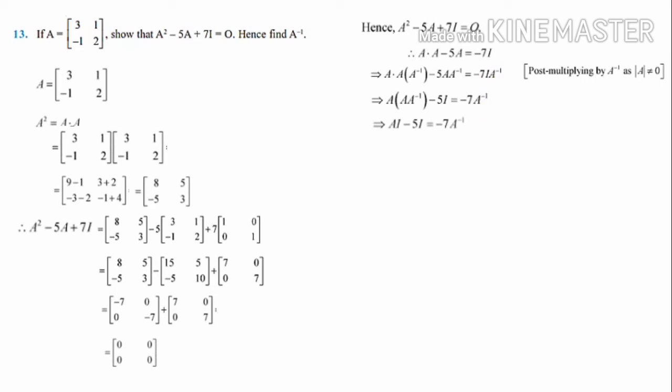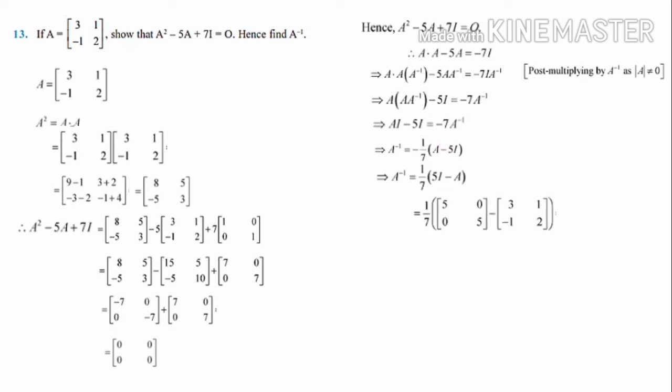That is equal to A into A inverse is I, minus 5I, minus 7A inverse. That is A inverse is equal to, this minus 7 we have to bring to the left side. That is minus 1 by 7 into A minus 5I, that is written here. That is A inverse equal to 1 by 7 into, when this minus goes inside, this minus 5I becomes plus 5I and this plus A becomes minus A.